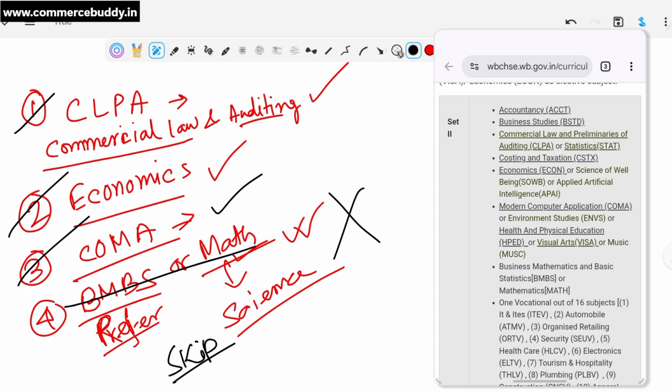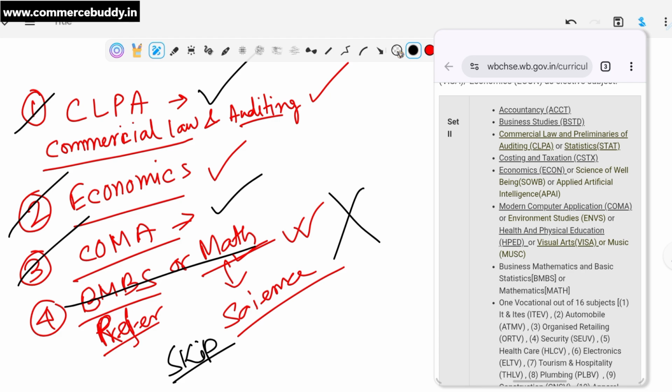Now, if you want easy scoring marks, then CLPA is good for you because the syllabus is very small. Your total study hours would be less for this subject, so you can go ahead and select CLPA. If you want to cover one of your third subjects, then CLPA would be the best option to cover your third subject. Okay, it is easy scoring. It is a high scoring subject. You can take CLPA.